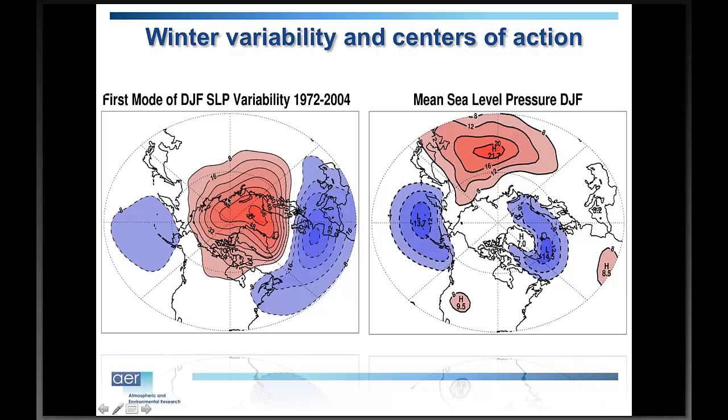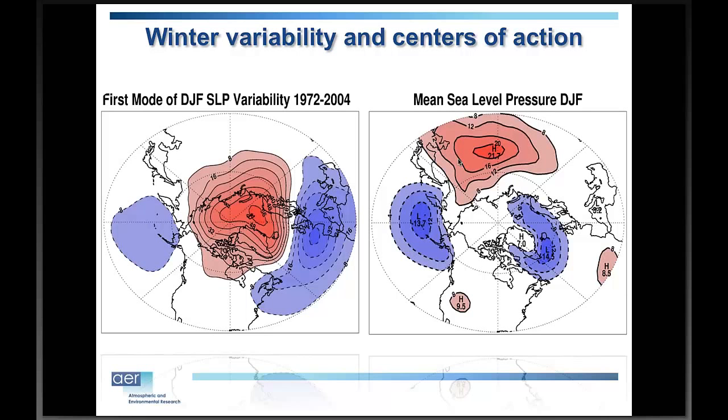If the red were positive, this would be a positive AO, but I like to show things in the negative AO. So this would be the negative AO, with high pressure over the Arctic and low pressure in the ocean basins. That's the Arctic Oscillation. Then, to orient for the seminar, on the right side I show the mean sea level pressure for winter time. Again, this is the winter AO, and it is mean sea level pressure.